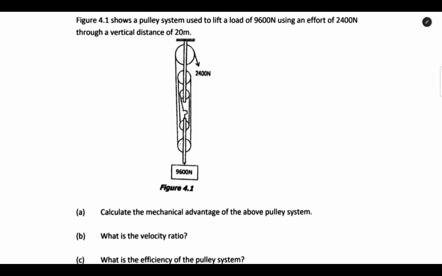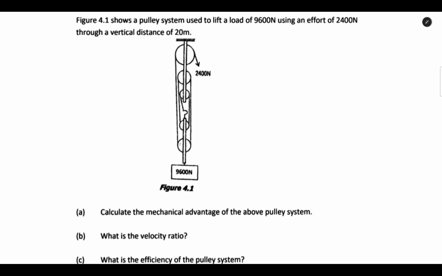So in this video, I want to revise exam questions on simple machines. Here is the first question that we are answering. Figure 4.1 shows a pulley system used to lift a load of 9,600 Newton using an effort of 2,400 Newton through a vertical distance of 20 meters. Let us take note of the information in the first statement.